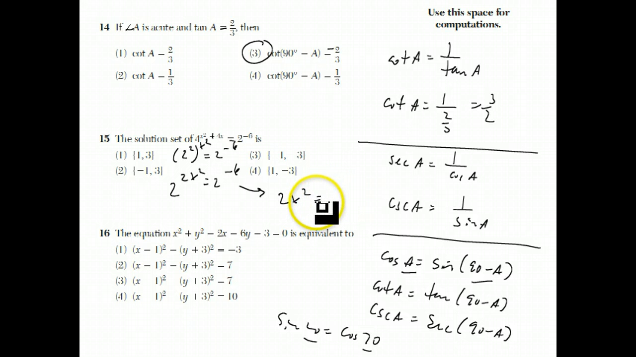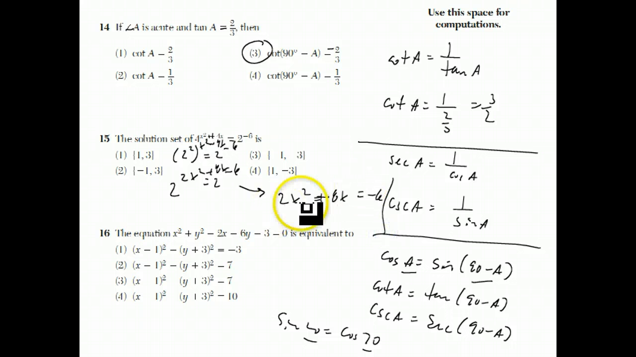So I feel like something went wrong. Oh, sorry about that. I lost this 4 here. It says x squared plus 4x. So this needs a plus 4x also. So it becomes 2x squared plus 8x. So 2x squared plus 8x equals negative 6.